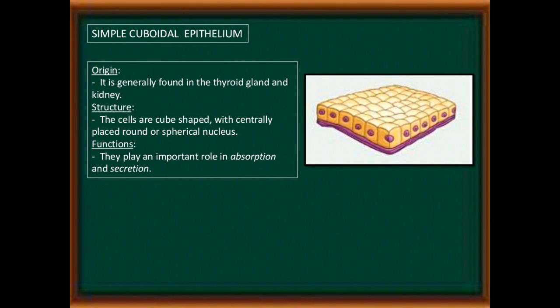Simple cuboidal epithelium origin: it is generally found in the thyroid gland and kidney. Structure: the cells are cube shaped with centrally placed round or spherical nucleus. Function: they play an important role in absorption and secretion.